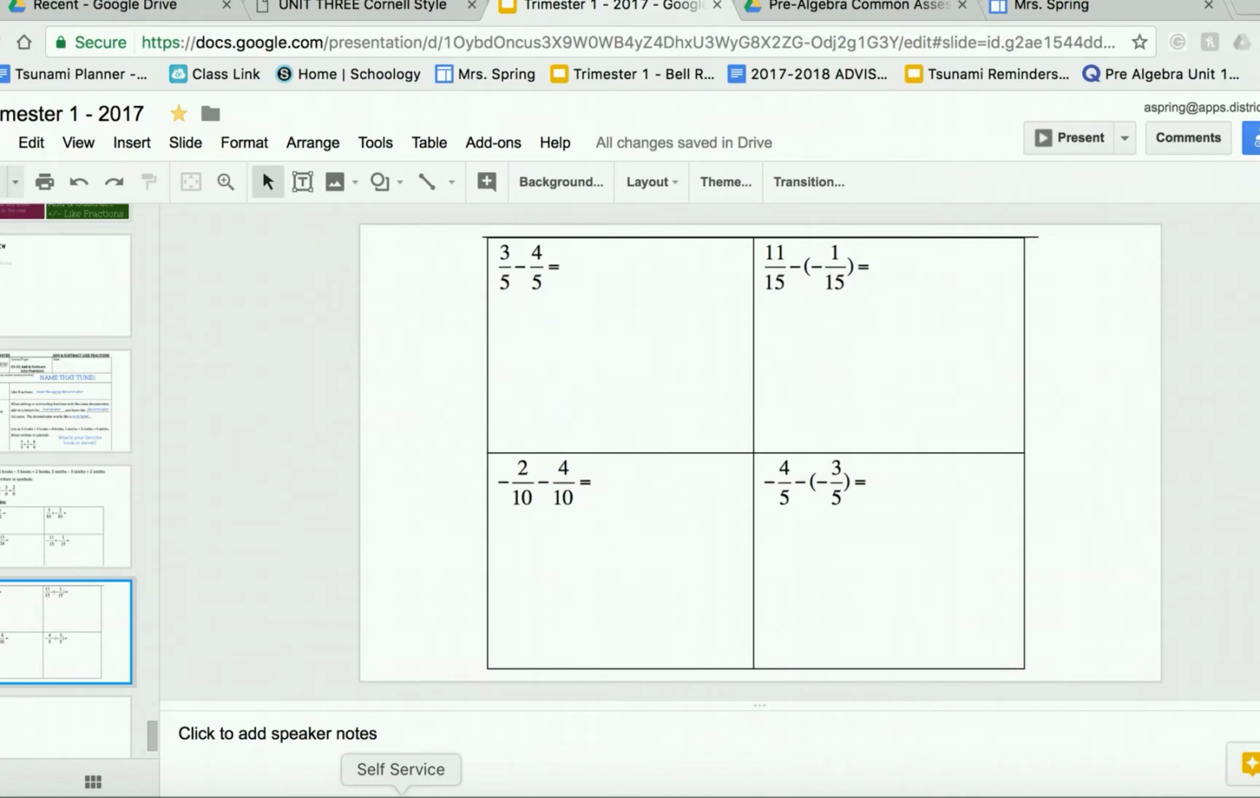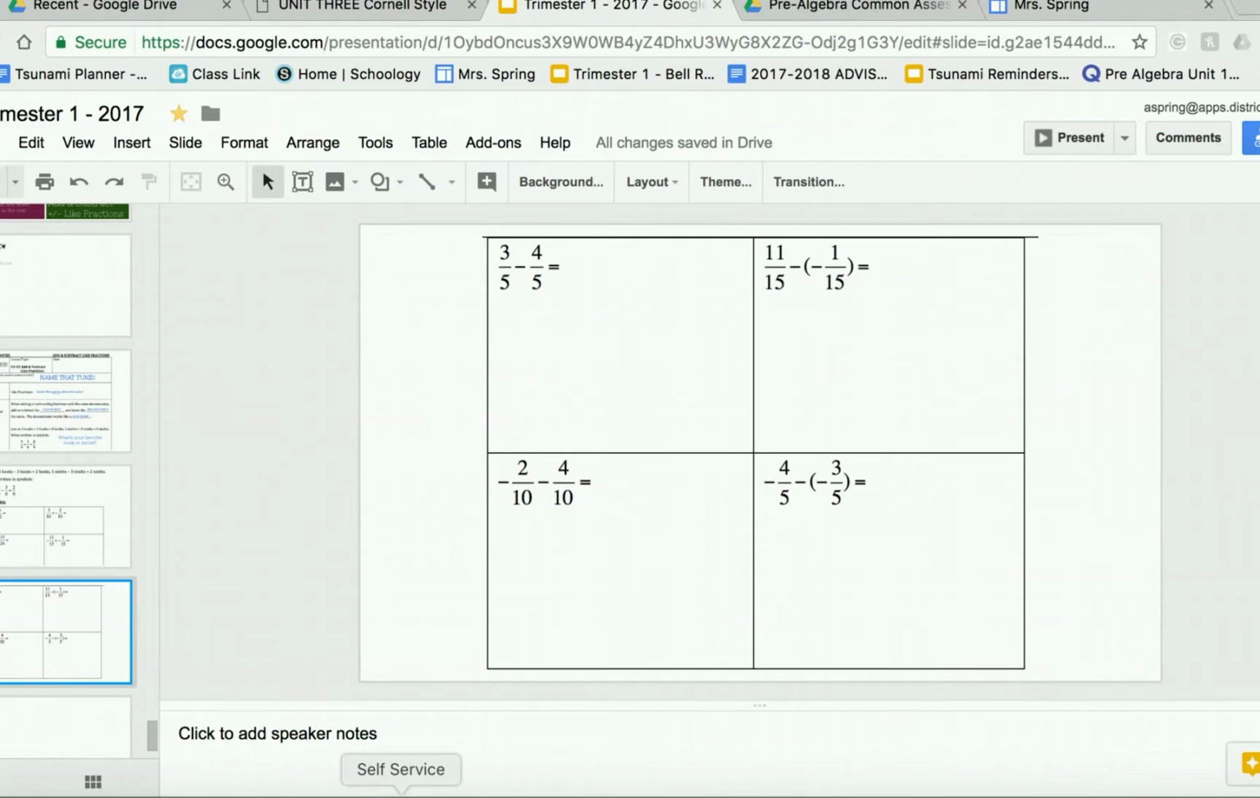Okay, if you're coming back, I'm going to just read through the answers. The first problem, 3/5 minus 4/5, is negative 1/5. Those signs were different, so you should have subtracted 4 minus 3. There's more negatives than there are positives, so negative 1/5 is your answer.